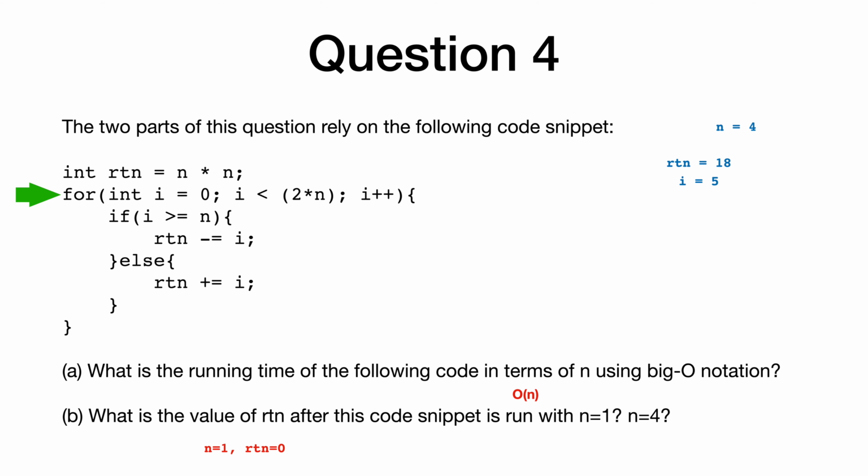We come back up here. i is 5. 5 is less than 8, but greater than or equal to 4. So we subtract 5 from rtn. Then 6, and 7. 7 is greater than 4, so we subtract. And then we get back up here, and i is equal to 8. 8 is not less than 8. It's equal to 8, so we're done, and we're left with rtn being equal to 0. So when n is 4, rtn is equal to 0. In fact, no matter what n is, rtn will always be equal to 0 at the end of this loop.